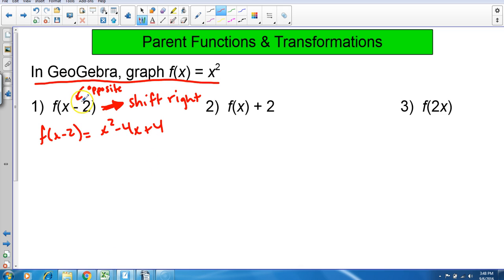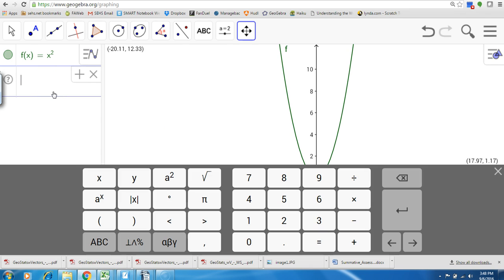So f of x minus 2 is just going to take whatever that parent function is, and in this case this is the most basic parabola. Go back and we'll show that shape here in a second, but this is the most basic parabola, f of x equals x squared, and if you're looking at f of x minus 2, it's just going to take this parabola and shift it right. So let's see what that looks like on a graph.